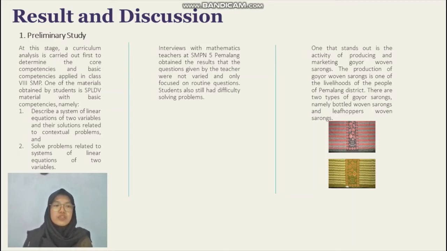About the results and discussion. In the preliminary study, at this stage, a curriculum analysis is carried out first to determine the core competencies and basic competencies applied in class 8, junior high school. The first one is to describe a system of linear equations of two variables and their solution related to contextual problems. And the second is to solve problems related to systems of linear equations of two variables.